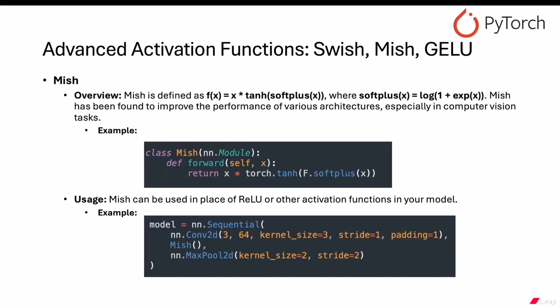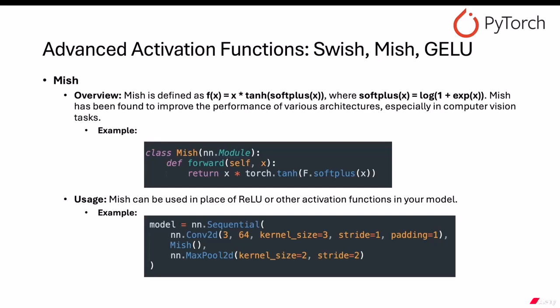Mish. Now Mish is defined as f(x) equals x times tanh of softplus(x), where softplus(x) equals log of 1 plus exponential of x. Mish has been found to improve the performance of various architectures, especially in computer vision tasks. Here is an example of a class Mish(nn.Module), and the forward function with self and x returns x times torch.tanh of F.softplus of x.